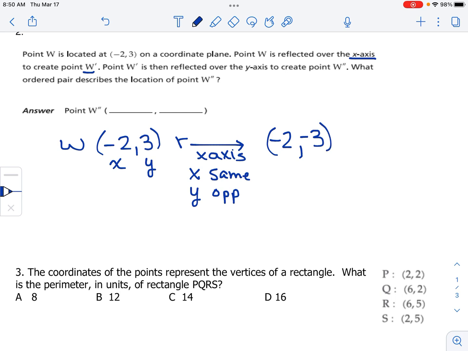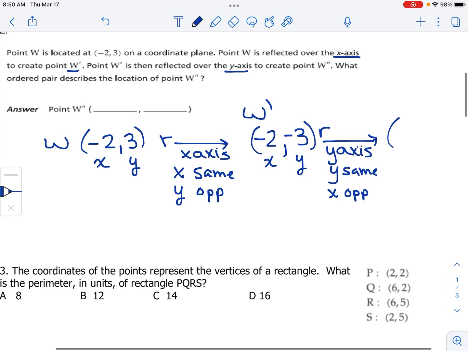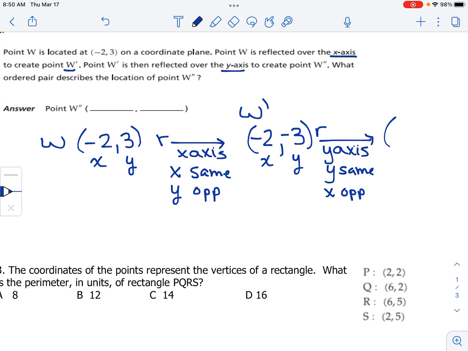All right, but we're not done yet. Now we're going to take this W prime, the new point we've made, and we're going to reflect it over the y-axis now. All right, in a y-axis reflection, the y stays the same, the y coordinate, and the x becomes the opposite. Again, the -2 is the x, the -3 is the y. So -2 is going to become the opposite. It's going to become +2, and the y coordinate stays the same, -3. So this new point is called W double prime with the 2 apostrophes. So our coordinates are 2, -3.